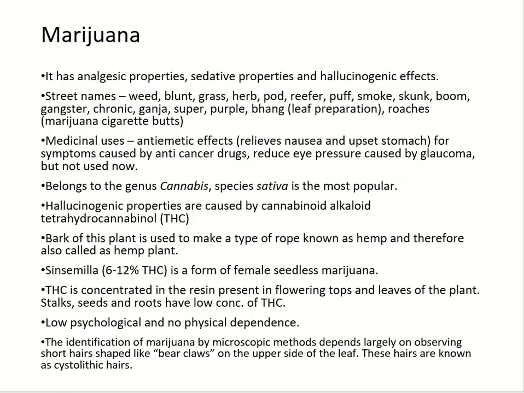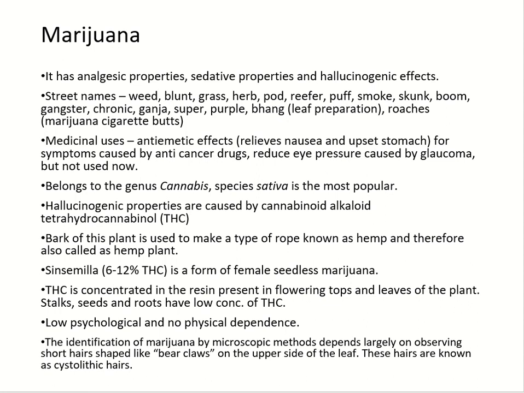Now, marijuana. It has analgesic properties, sedative properties, and also hallucinogenic effects. Its street names are weed, blunt, grass, herb, pot, reefer, puff, smoke, skunk, boom, gangster, chronic, ganja, etc. The source of marijuana is a plant, Cannabis sativa.